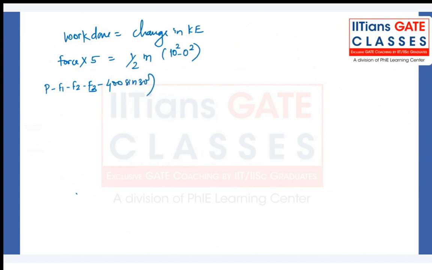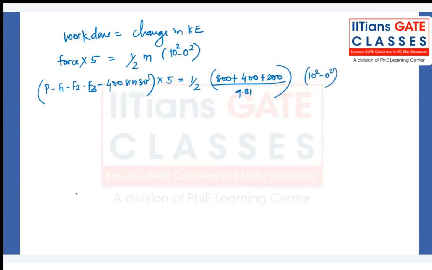right? Yeah, 200. You can say multiply by 5 is equal to half of mass, which is 300 plus 400 plus 200, divided by 9.81, into 10 square minus 0 square. And I think if you solve this, you have the values of F1, F2, F3. 1286 Newton you will get.